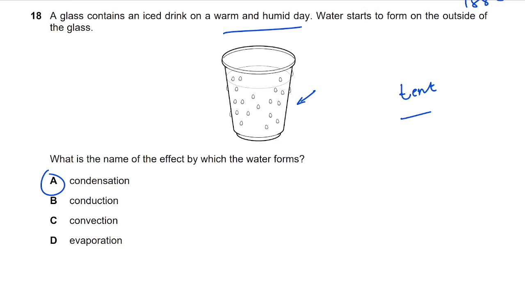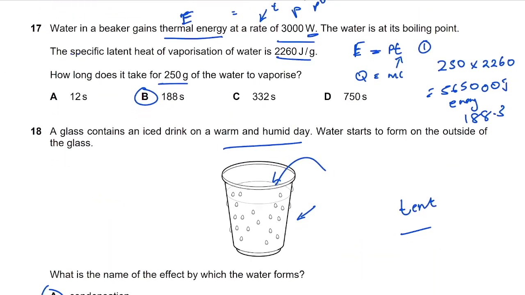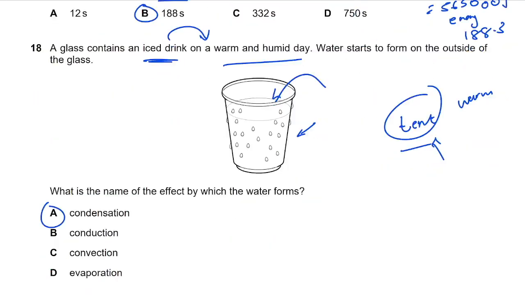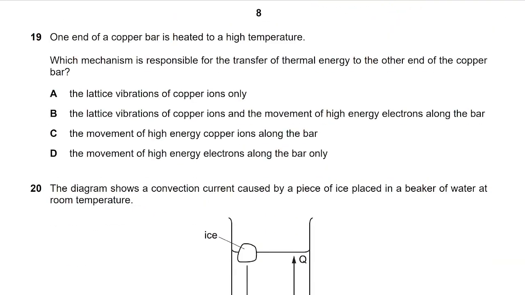So the same way, the water is actually inside, not outside, but it's because of condensation that it is going to make it into water. The gas becomes water, right? Yeah, because of the iced drink on a warm day. The same way, a tent on a warm day. The tent has been throughout the night where it was cold, and then suddenly it becomes a warm day. Condensation happens. Okay, condensation happens.